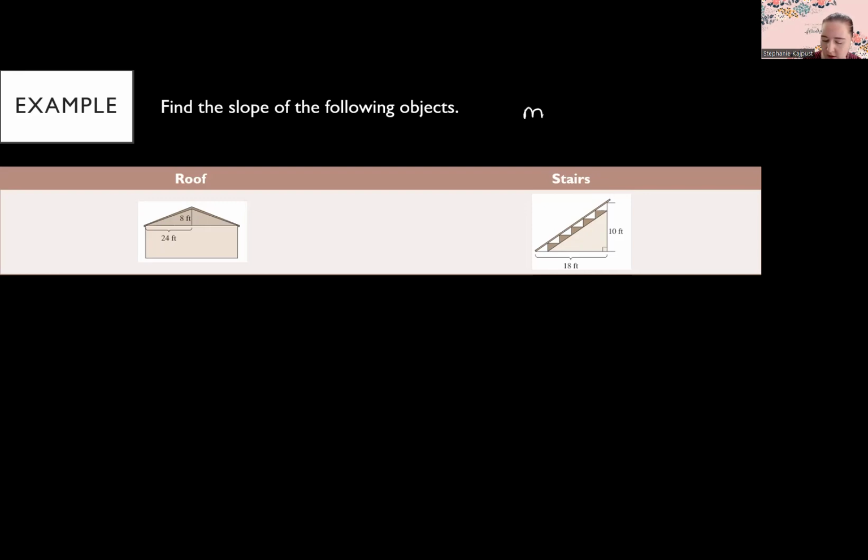So your slope m, think of it as rise over run. With the roof, our rise is how high the roof is going. We're going to start at the bottom of the roof, consider it 0, and then it goes up 8 feet from that point. So the rise is 8 feet. And then horizontally, up till we get to the tip, that's a distance of 24 feet. So the run is 24 feet.